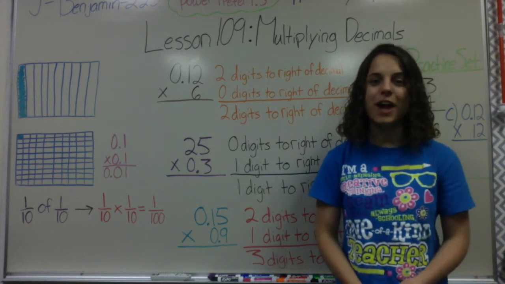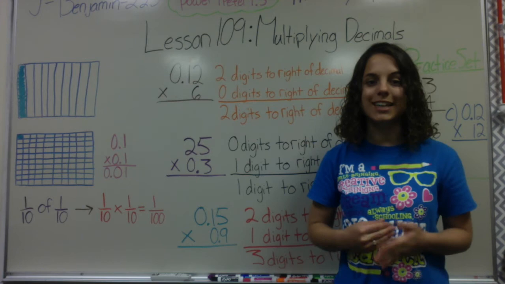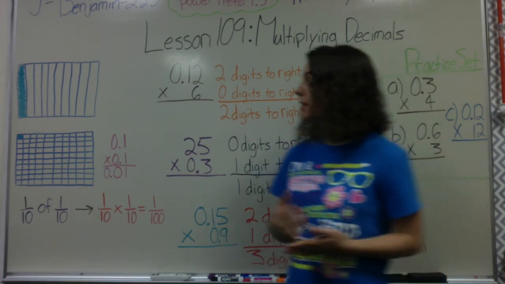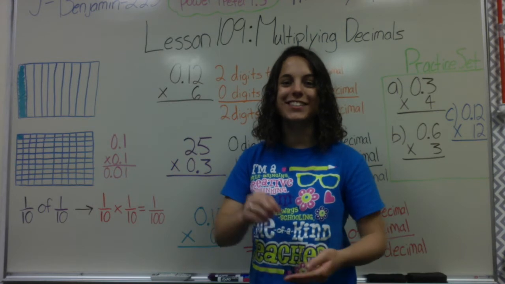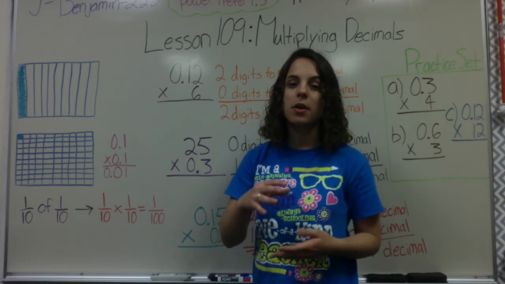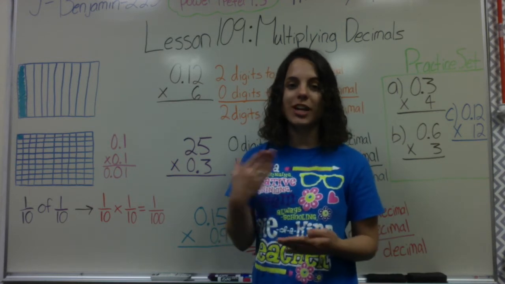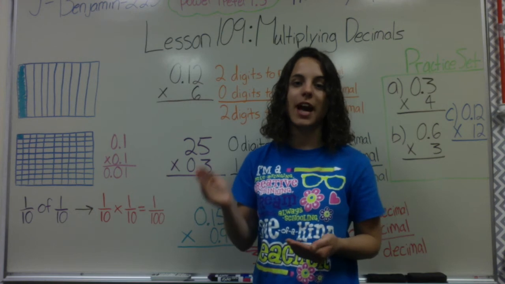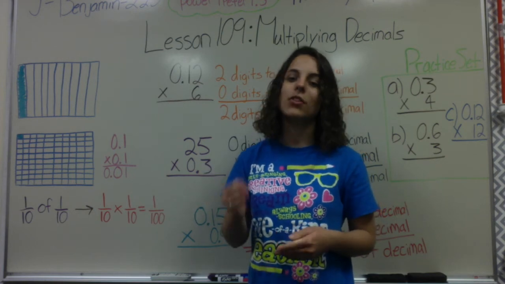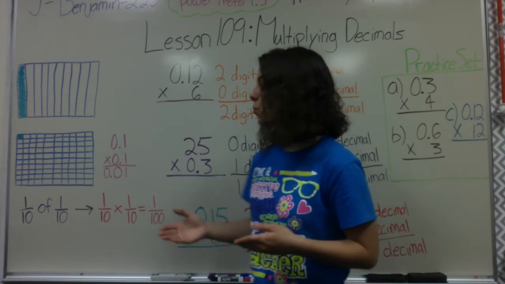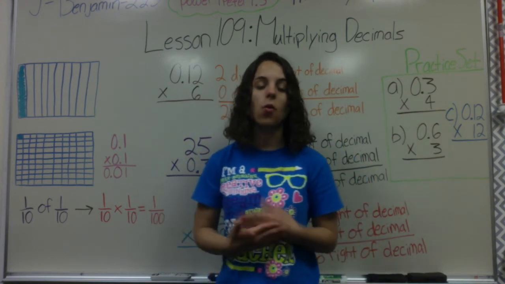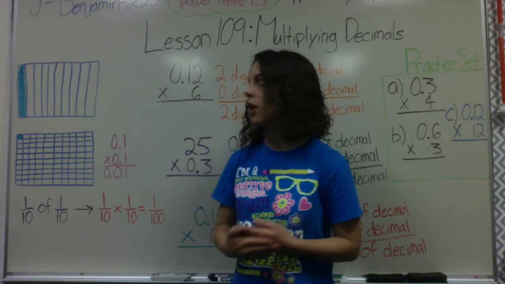Welcome to lesson 109. This is about multiplying decimals. The explanation for multiplying decimals is, first of all, the exact same thing as we have been doing with 1-digit, 2-digit, and 3-digit multiplication. Exact same multiplication steps. The only difference is when you get to your final product, the answer, and where we put our decimal points. That's the only difference that we're going to be focusing on.